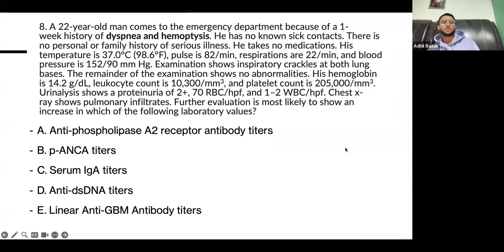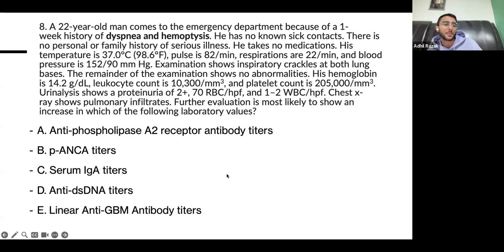Right on. Anyways, so here we have a 22-year-old man who comes to the ER because of a 1-week history of dyspnea and hemoptysis. He has no sick contacts. There is no personal or family history of serious illness. His blood pressure is 152/90, and he has inspiratory crackles at both lung bases. Hemoglobin is 14, which is pretty much normal. His leukocyte count is 10,000, platelet count is 200,000. Urinalysis shows proteinuria of 2 plus, and chest X-ray shows pulmonary infiltrates. Which of the following laboratory findings can you find in this patient?